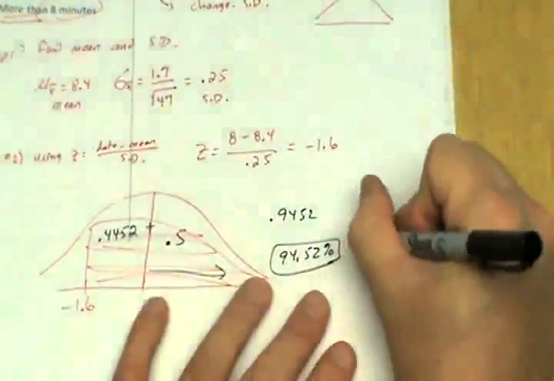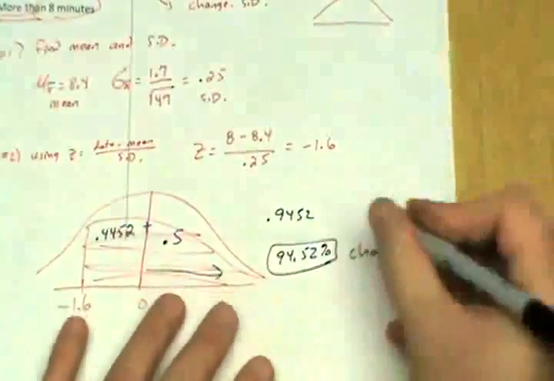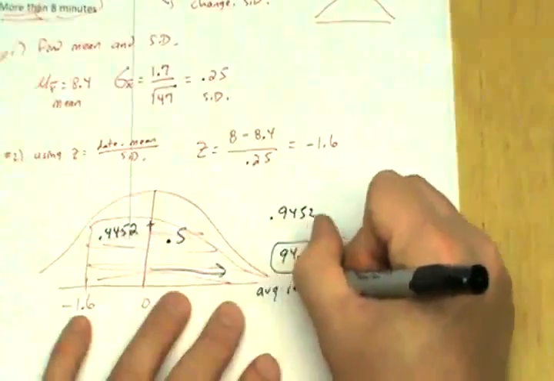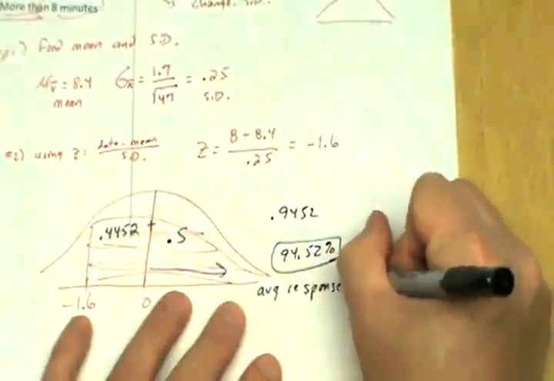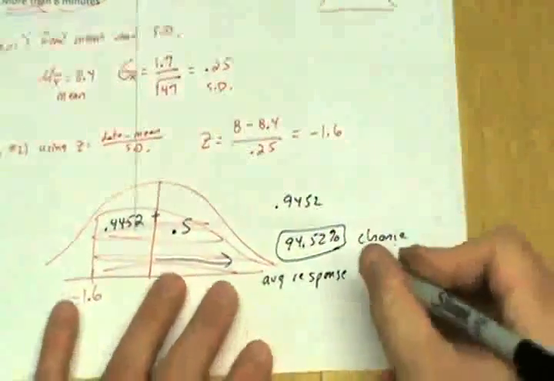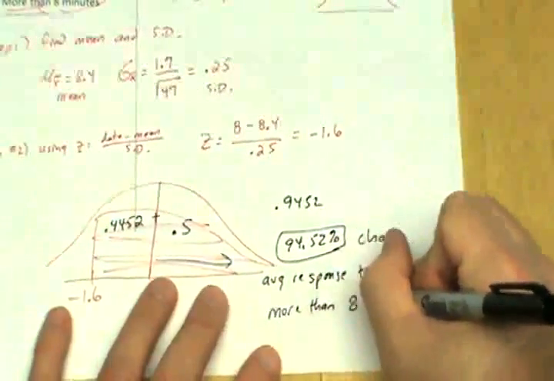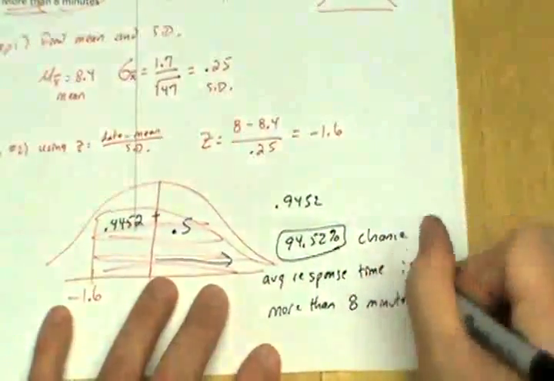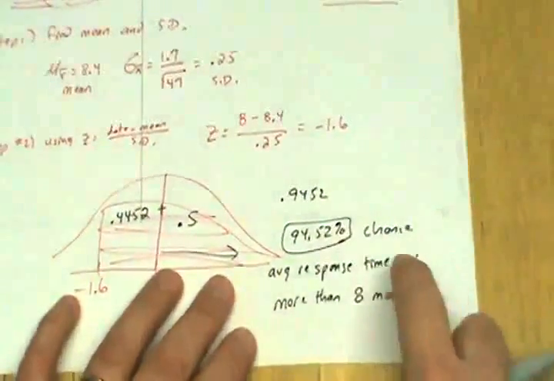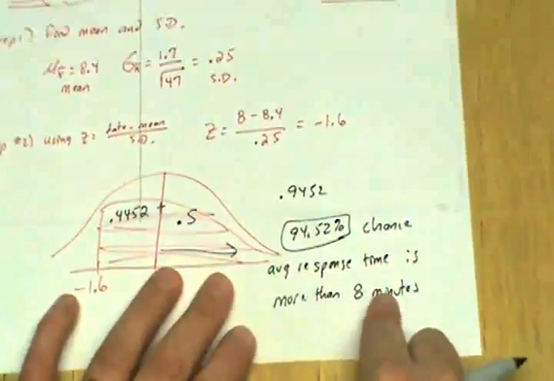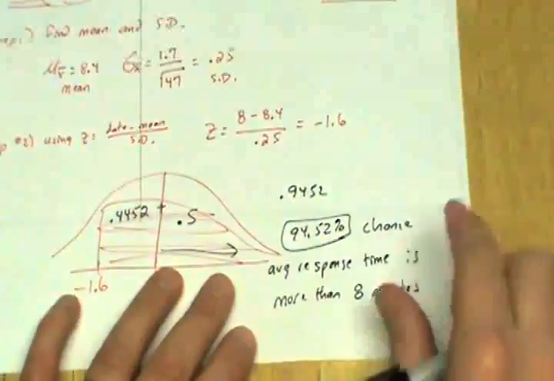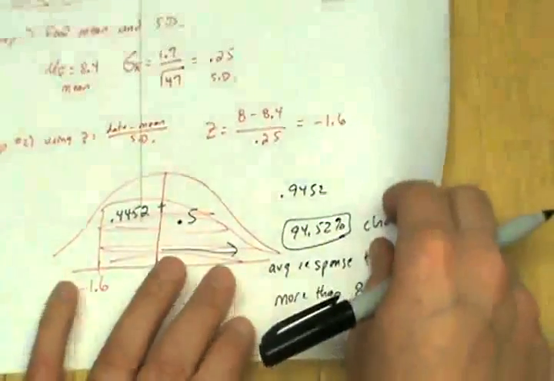or there's a 94.52% chance the average response time is more than 8 minutes. So there's a good chance that the average response time is going to be more than 8 minutes in this particular police department.